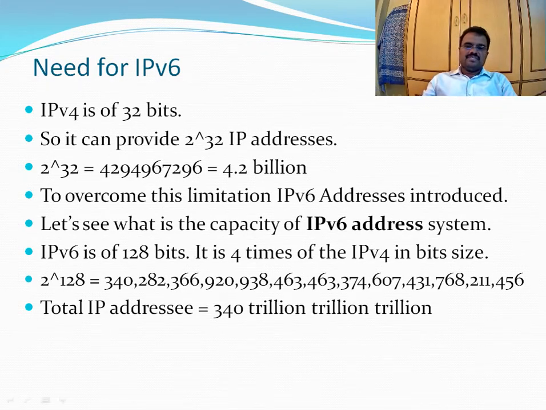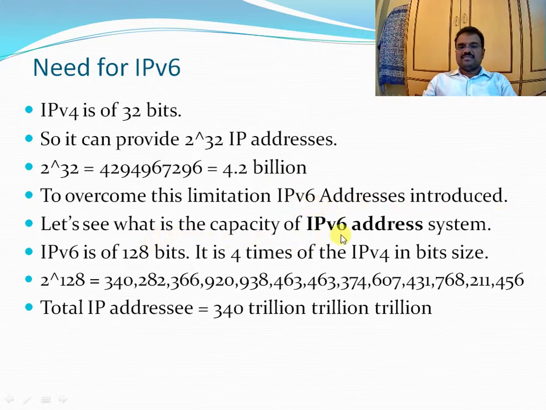To overcome this limitation, IPv6. What is the limitation? 4.2 billion is the limitation. We have already exhausted this limitation. So a new addressing scheme, or a new numbering system, must be provided to identify each and every device which is going to be connected in the network in future. So this is the limitation. To overcome this limitation, the IPv6 address was introduced.